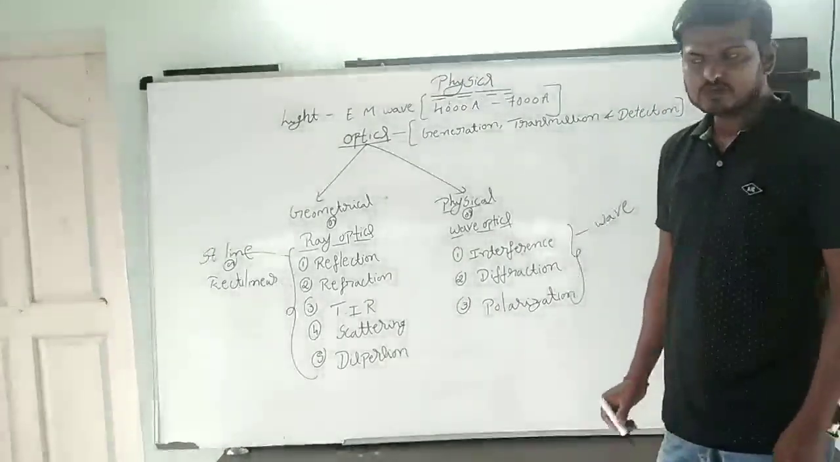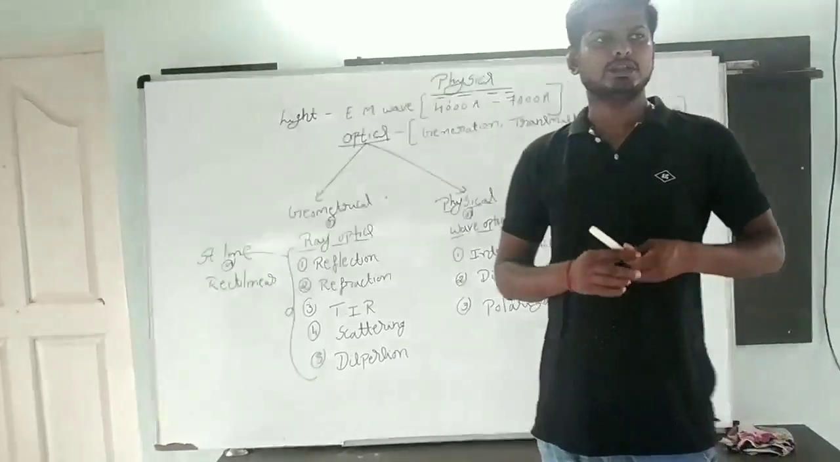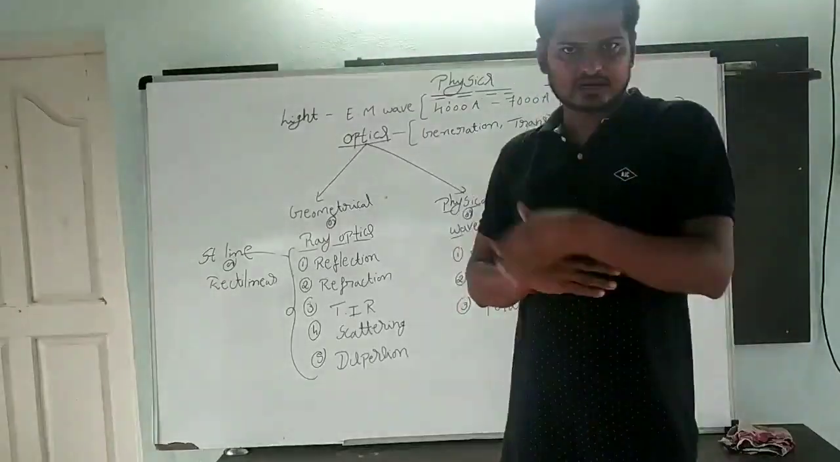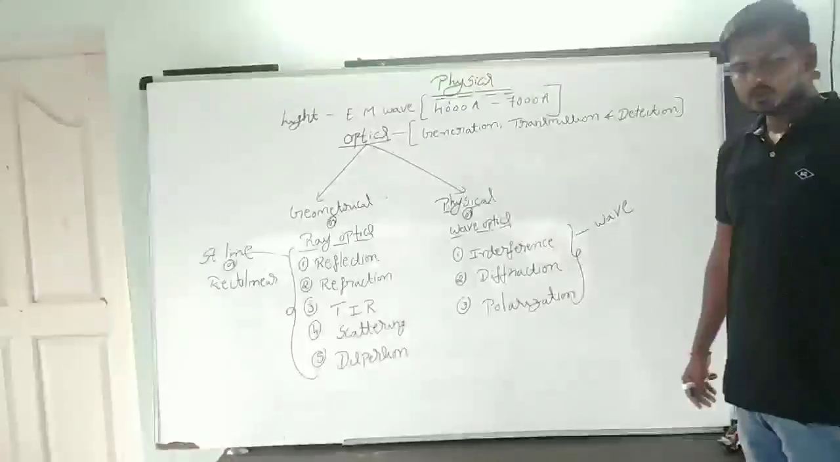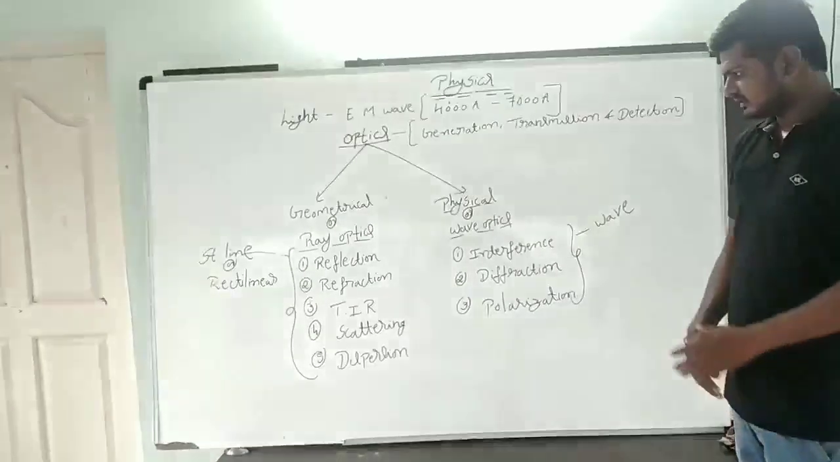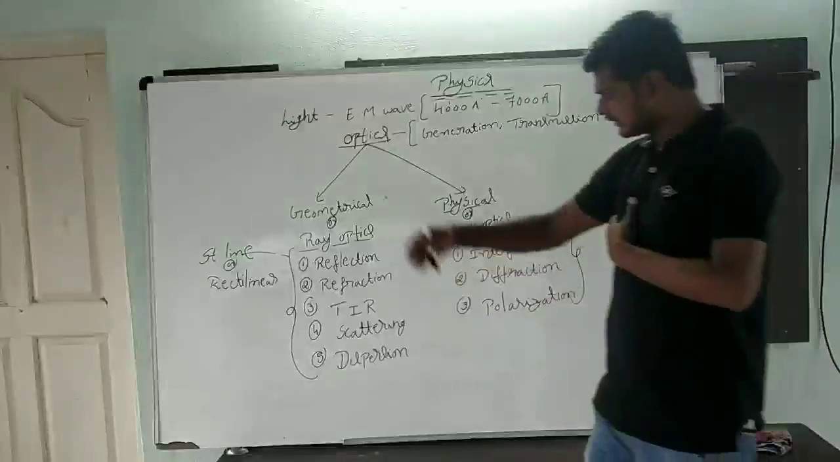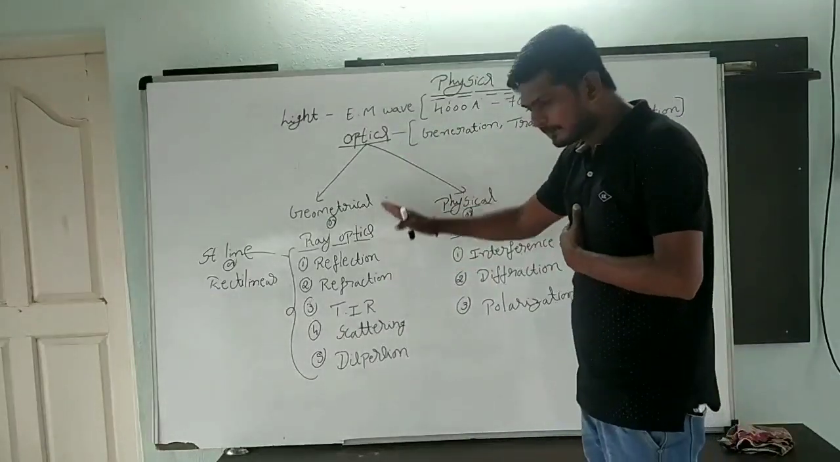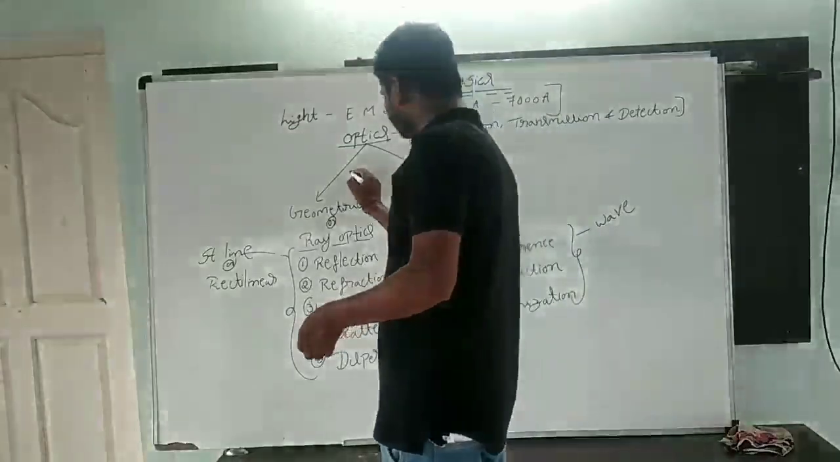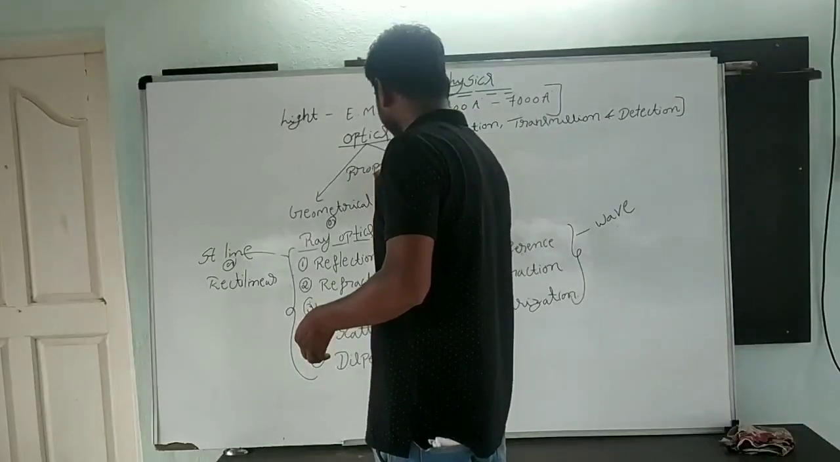Wave nature of light means the light is traveling in the form of crest and trough. The wave nature of light we are going to discuss. This is about what? Wave nature of light. Here we are going to discuss the particle nature of light, based on the propagation of light.